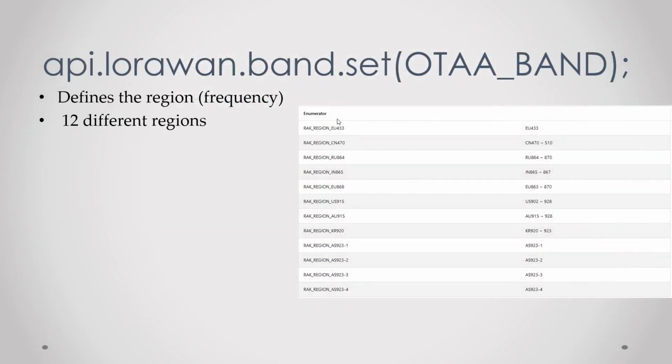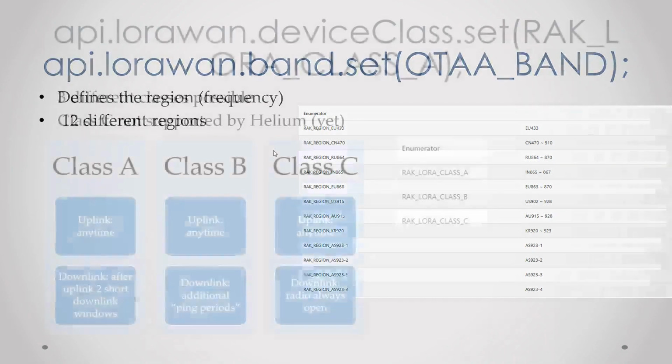And then we set the band. So this is pretty important. Like we did in the first episode, you have to look up the region, and then you have to define that into the RUI 3 code. You can see all the regions you can choose from with the corresponding frequency with Helium. And there are 12 different regions you can choose from at the moment.